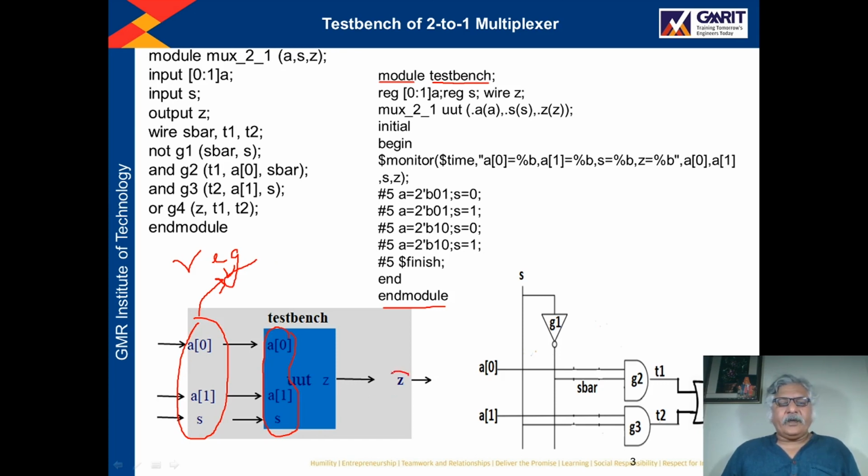And the output port of the unit under test is interfaced with one port of the test bench. So that test bench port should be declared as wire. It should be declared as wire. So see here, reg A0, A1. So I have declared these as reg. Then reg S, so this also we have declared reg. Then wire Z, so this is declared as wire.